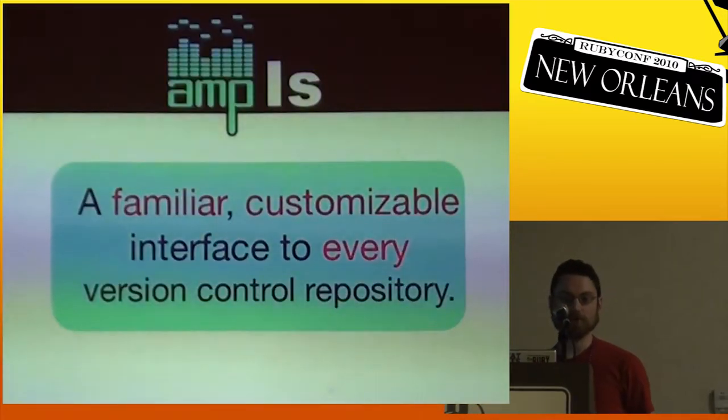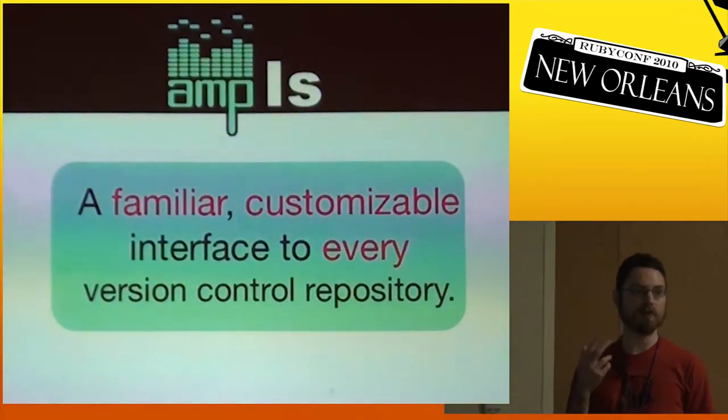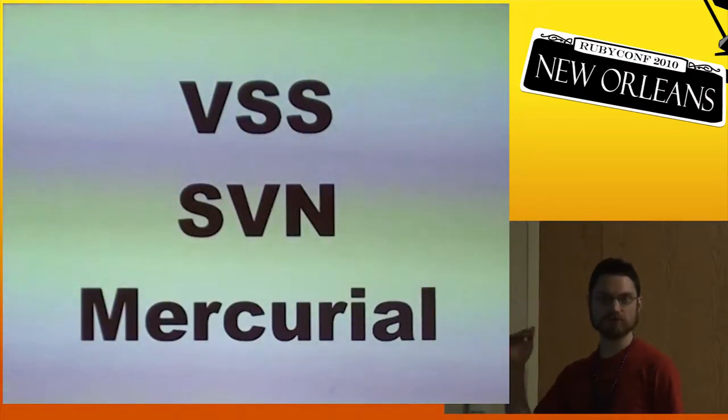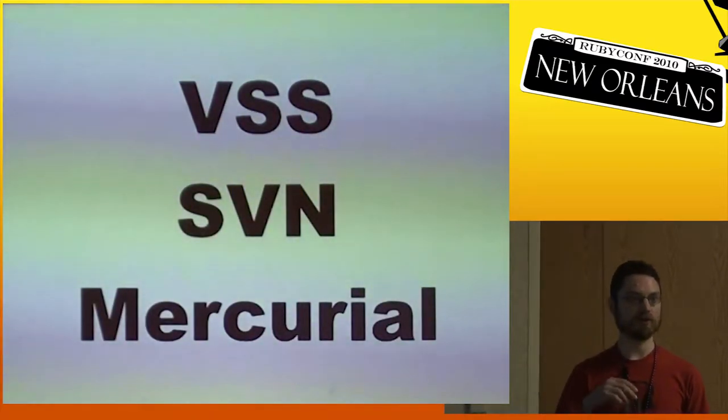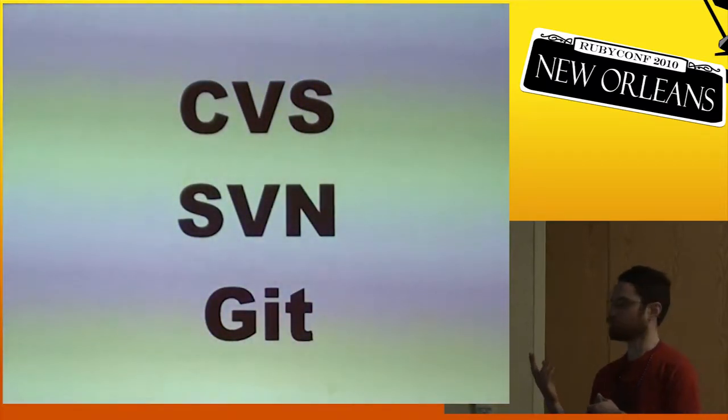So AMP wants to be a familiar, customizable interface to every version control repository. I talked about how my journey went from Visual Sources to Subversion to Mercurial, and I've used some Git. Your journey may look a little bit different.